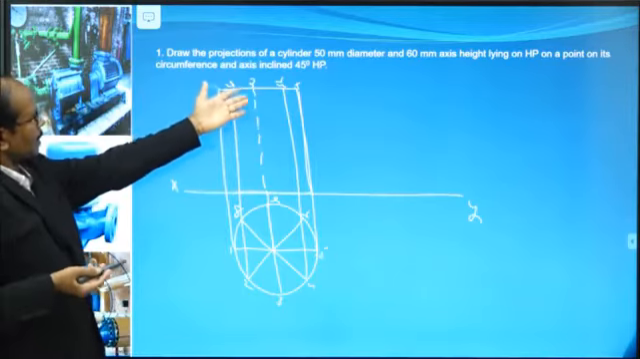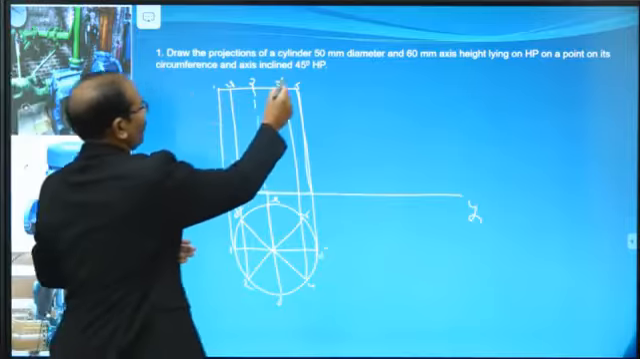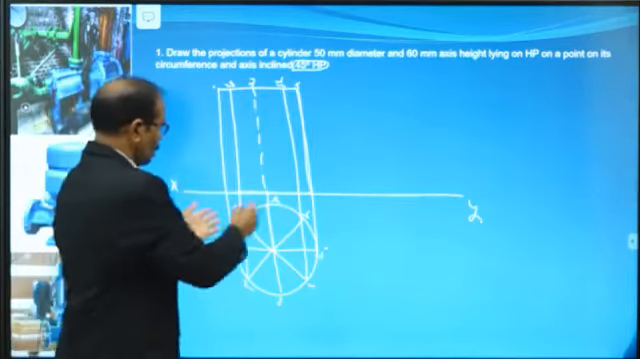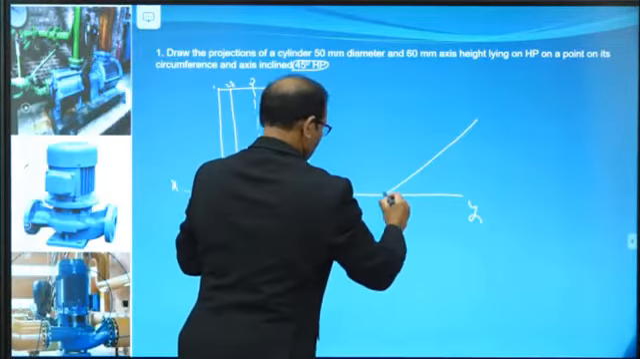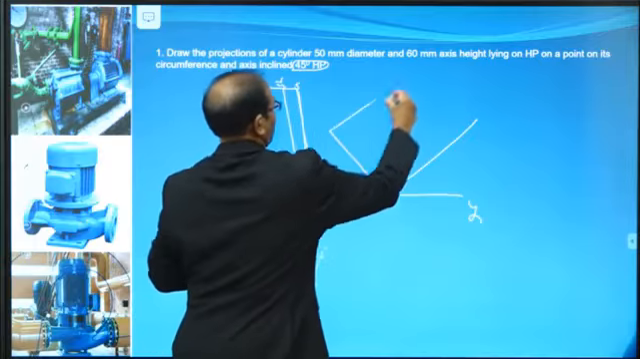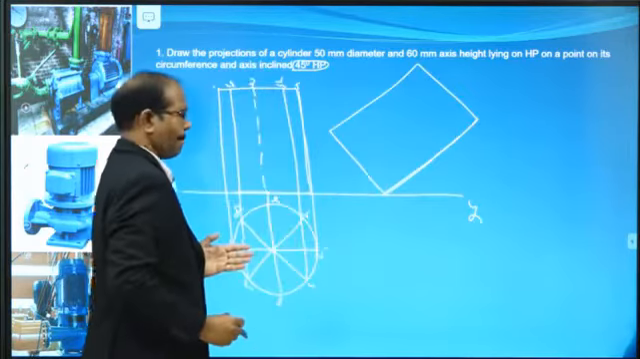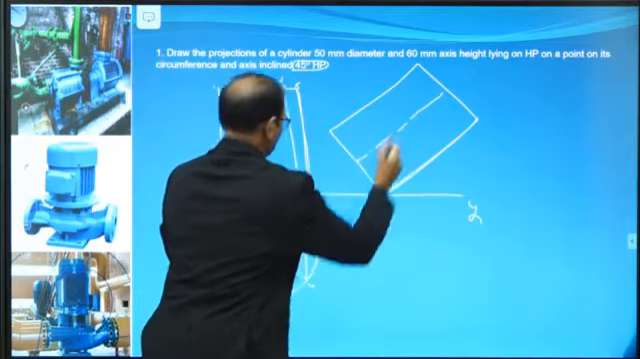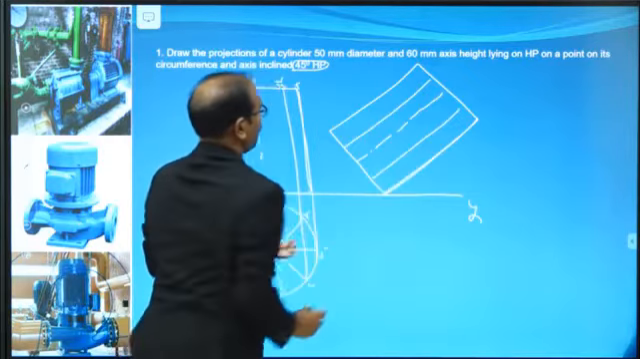Draw the projections of a cylinder of 60 mm diameter, resting at a point on its HP, with the axis inclined at 45 degrees. Now tilt this at any convenient gap, say 45 degrees. Now this is the position. Copy all this measurement. This is the center. This is one more line, and one more line.